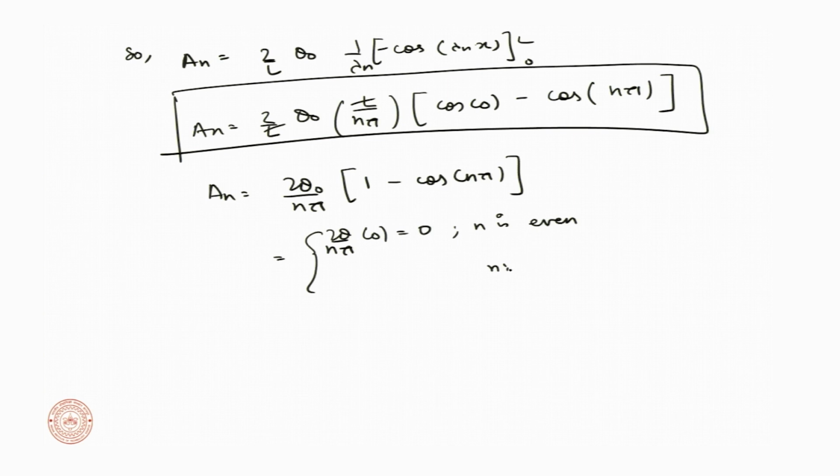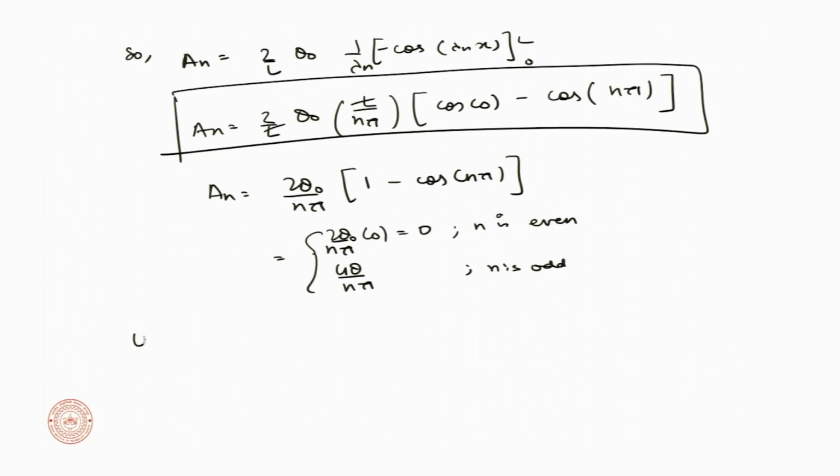If n is odd, in this case this will be minus 1. So, 1 minus minus 1 is 2. So, that will be 4 theta naught by n pi. Okay. So, this is our solution.